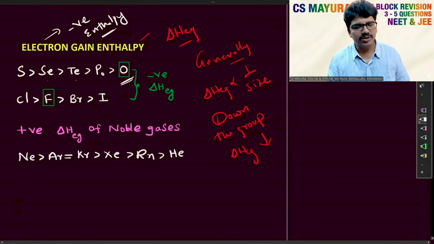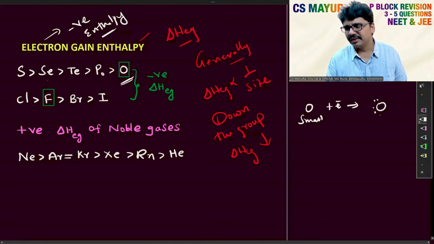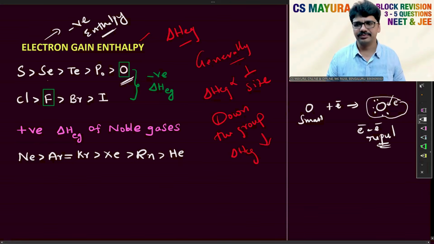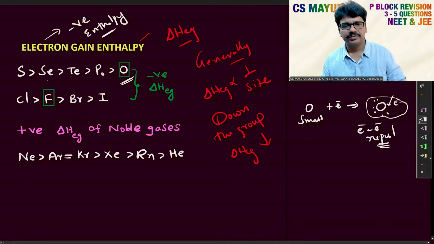From sulfur to selenium, selenium to tellurium, tellurium to polonium, electron gain enthalpy decreases, and oxygen has the least electron gain enthalpy. The reason is oxygen is very small in size. Already oxygen has 6 electrons in its outermost shell. Now I am adding one more electron, so 7 electrons are present in a small region. So electron repulsions are more. Due to higher electron repulsions, its electron gain enthalpy is very less compared to others.